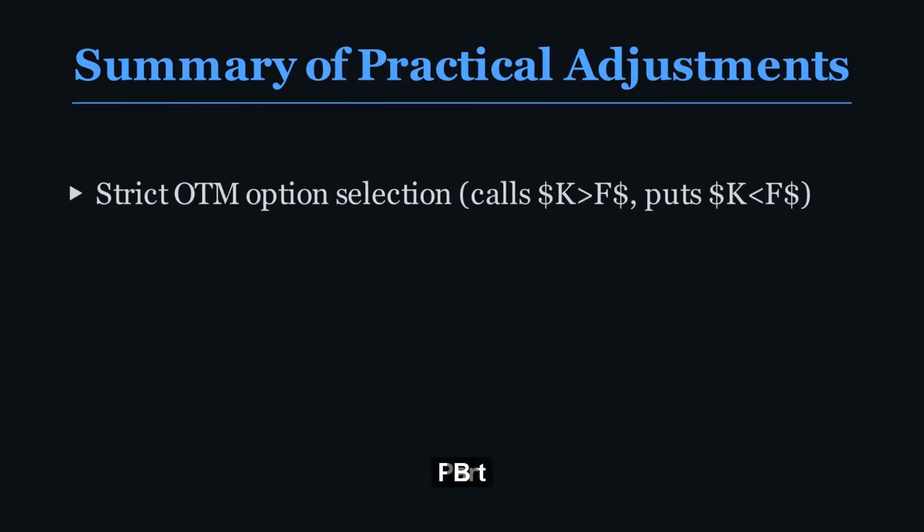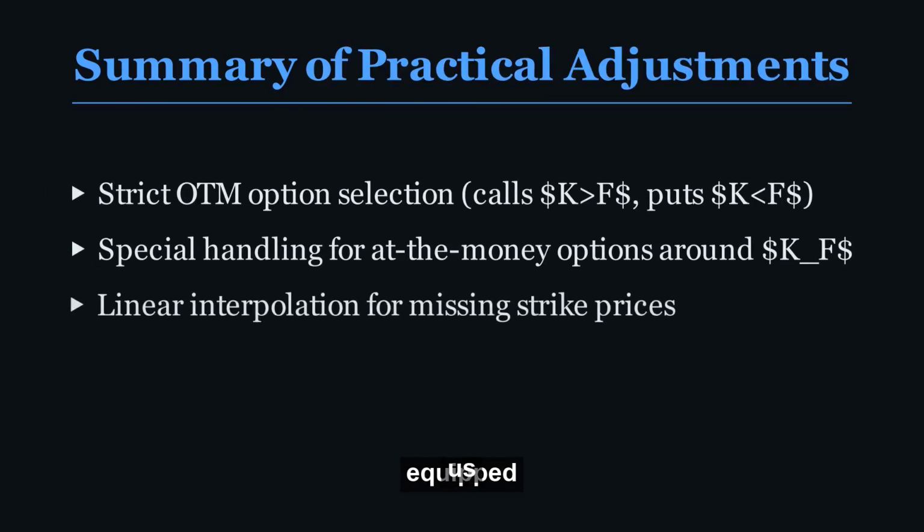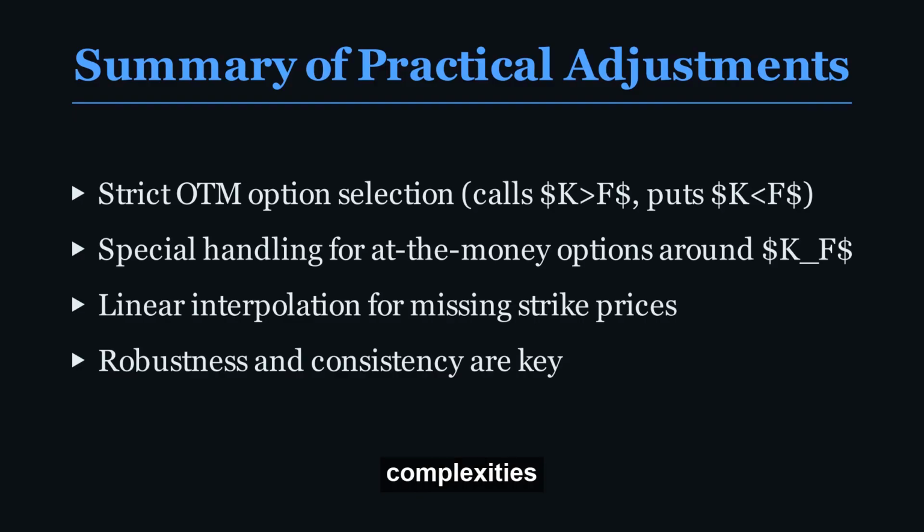To summarize, Part B of our mathematical derivations has equipped us with the practical tools to navigate the complexities of real-world options data. We've learned how to rigorously select out-of-the-money options based on the forward price, ensuring our inputs align with the VIX's design. We've also addressed the challenge of discrete and missing strike prices by employing linear interpolation, a robust method for estimating unobserved data points. These adjustments are not mere technicalities, they are fundamental to building a VIX-style volatility index that is both mathematically sound and practically implementable across various underlying assets.